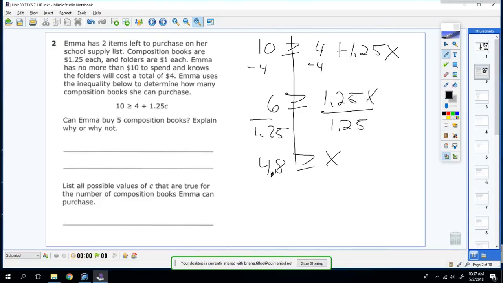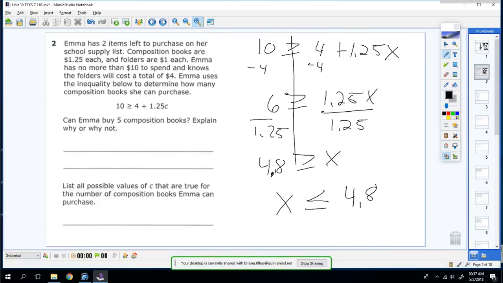Again, I don't like the way that they write this. I like to have the x on the left side, so you can always switch it. So now you can say x is less than or equal to 4.8, because this is saying the same thing, since the sign still points at the 4.8. So this is saying that she can only buy 4.8 composition books or less.